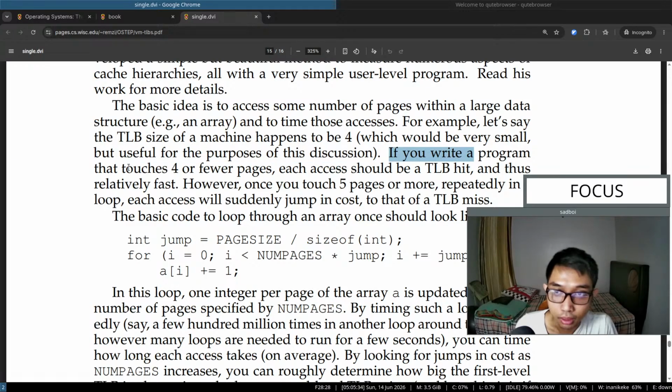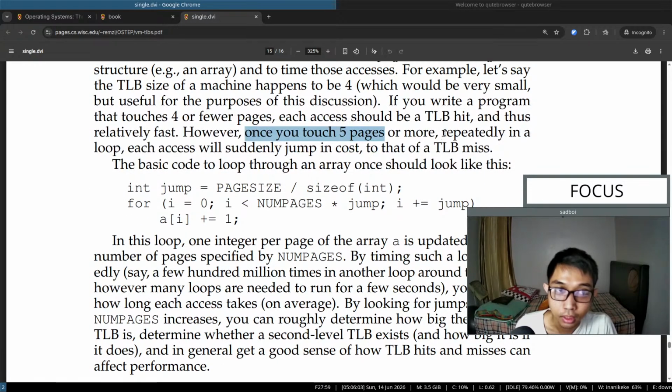If we write a program that touches 4 or fewer pages, its access should be a TLB hit, and thus relatively fast. However, once you touch 5 pages or more repeatedly in a loop, its access will suddenly jump in cost to that of a TLB miss.